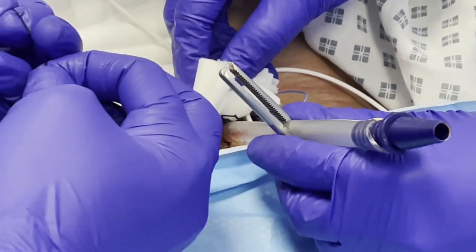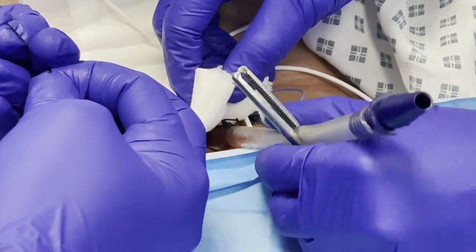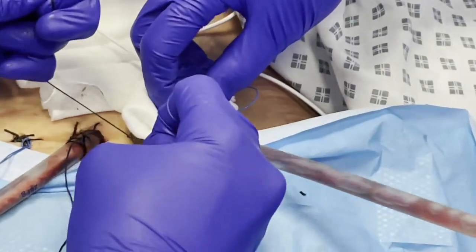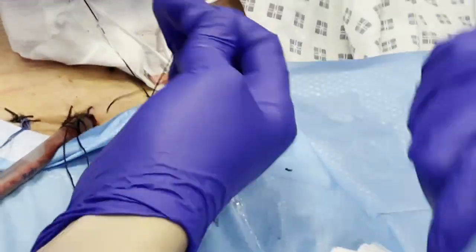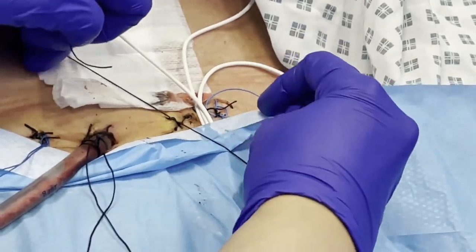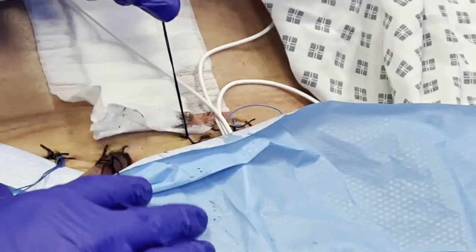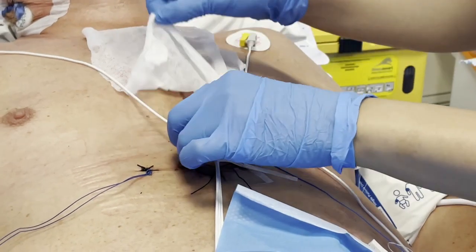Ask the patient to breathe in, breathe out, breathe in and hold. Then pull out the drain with your dominant hand whilst the assistant tightens the purse string suture. Compress the drain site with gauze as the patient exhales while the assistant ties the purse string suture to close the wound. Place a sterile dressing over the wound and tell the patient to inform staff if they are short of breath or develop chest pain.